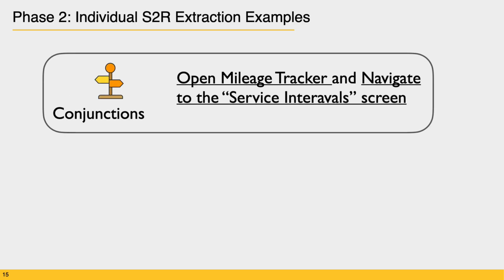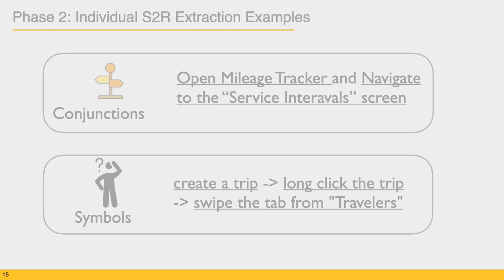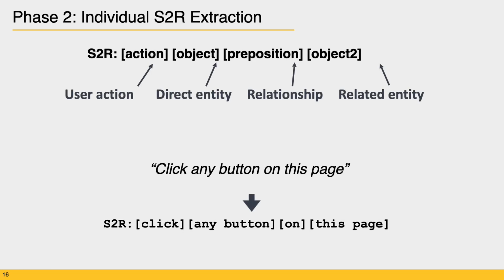Let's show an example here. In the first example, two individual S2Rs, that is, open mileage tracker and navigate to the service intervals screen, are connected by the preposition "and". In the second example, three individual S2Rs are connected by a right arrow. To be consistent in the generated output format, we used a specific format when extracting individual S2Rs. This format contains an action and a direct entity, which is connected to a related entity with a preposition.